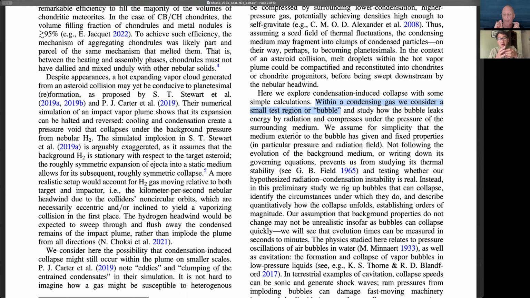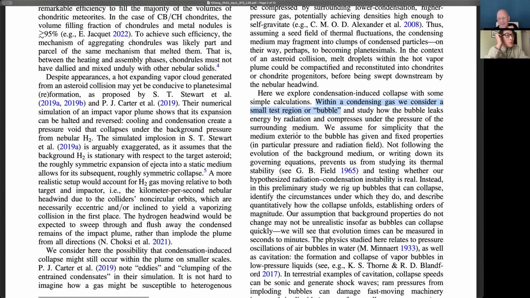Or at least bring the particles to a density high enough for some other process to take over, like self-gravity, to bring them together and create a competent rock. So that's the idea. That's all it is.